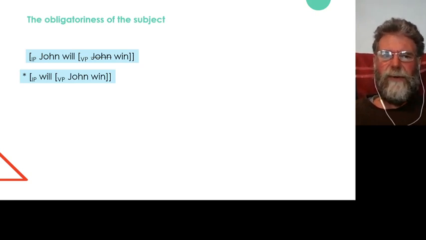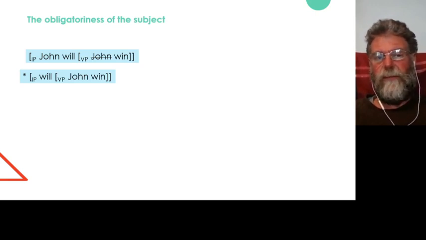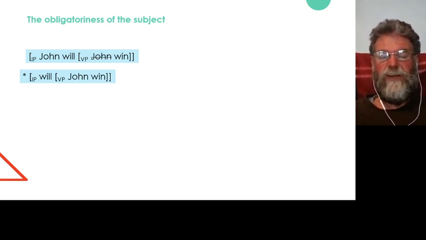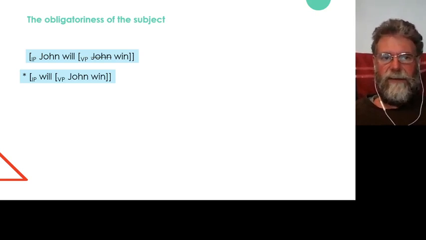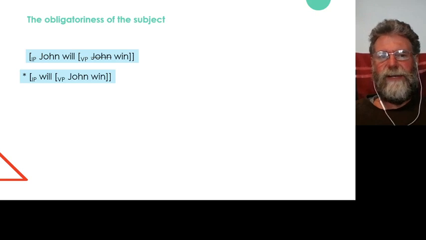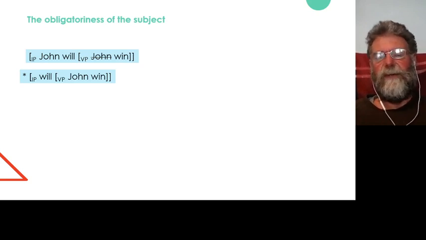Now, if there weren't a requirement that the specifier of the IP be filled by something, then presumably John wouldn't move at all. There's nothing wrong with having John inside the verb phrase. In fact, that would be a perfectly possible thing to have from a semantic point of view. John is the person doing the winning, and will expresses the fact that John's winning is going to be happening sometime in the future. So from a semantic point of view, that arrangement of this clause would be perfect. There's no reason from a semantic point of view why John should have to move out of the verb phrase.